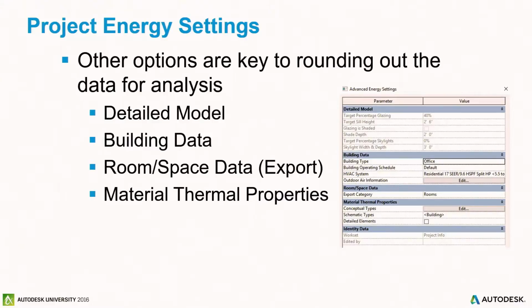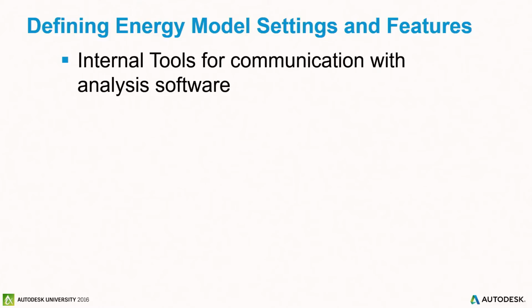And then you decide whether or not you're going to use material thermal properties with your detailed elements by checking that box. So you can actually go in and change your schematic types from being building to being something else. You can actually set up a series of different schematic types now, building constructions. That's pretty cool. All right.